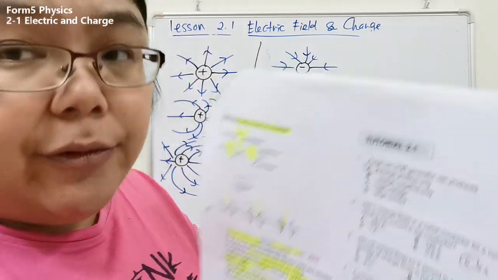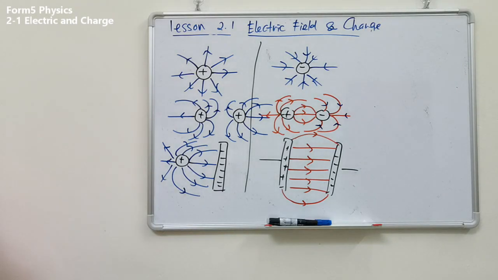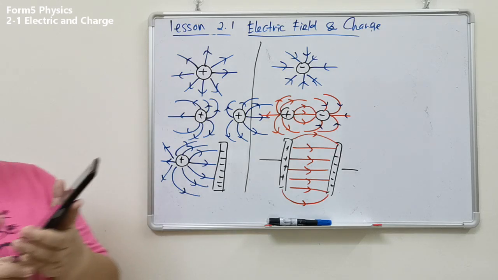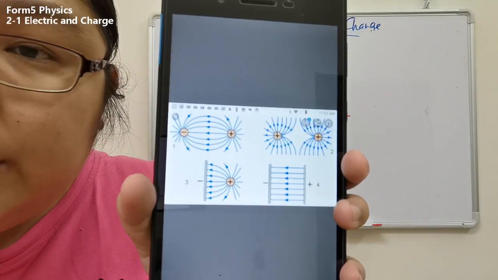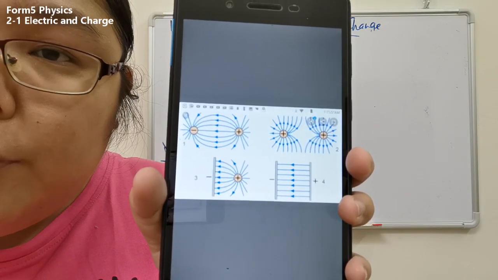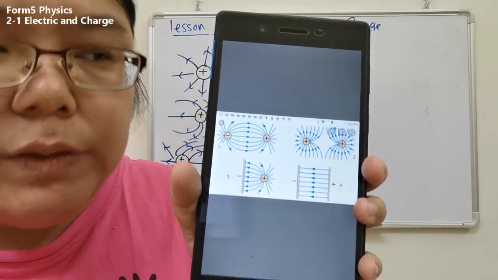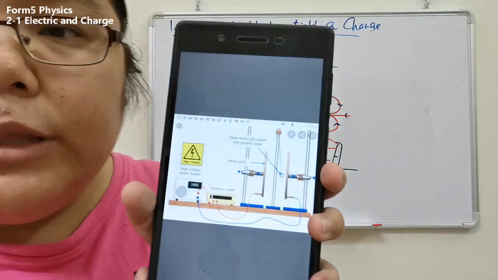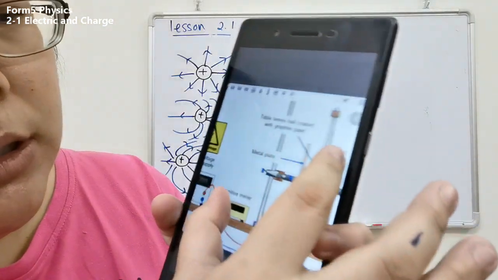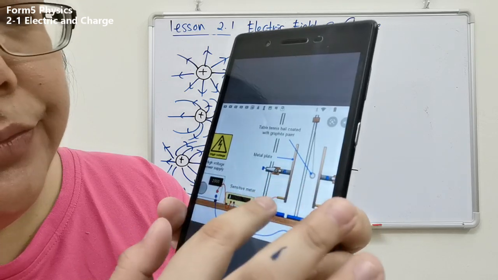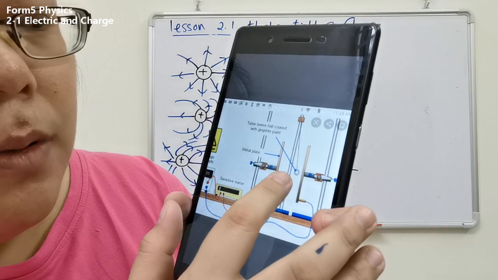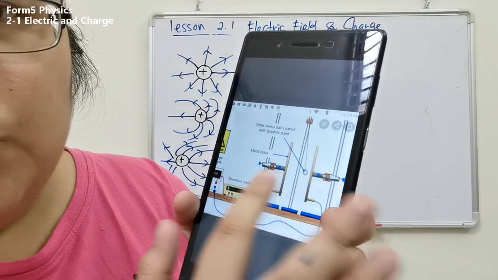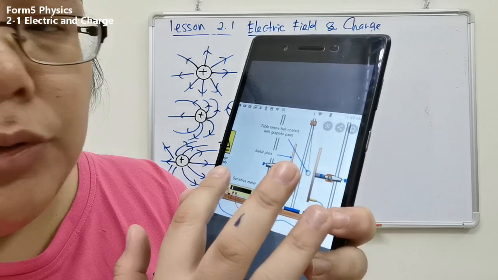Now I show you the diagram. This is what we drew just now, the charge electric field lines. Make sure you know how to draw them. You need to practice. And this one is the setup. Can you see? We are using the extra high tension. After that, we join positive and negative to the two plates. This one is the ball, the ping pong ball. Later it will oscillate between the two plates.